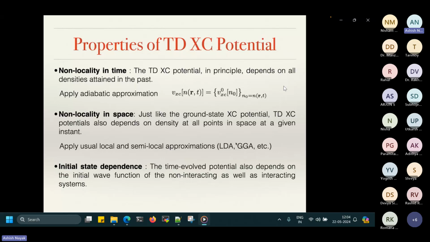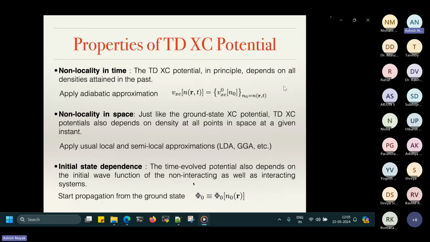By the definition or the derivation of the theorems, there is what is called an initial state dependence. The time evolved potential depends on the initial wave function of the non-interacting as well as the interacting system. One easy way to get rid of this dependence is that you always start your propagations from the ground state, where the Kohn-Sham orbitals have been attained. Therefore, if you know the ground state density, that's the initial density, the Hohenberg-Kohn theorem says that if you know that, then you know everything else about the system, including the wave function of the interacting system. You don't actually have an expression for it, but you know it. Therefore, all of it can be just set as a dependence of the initial density. So you can remove the additional dependence on interacting states.